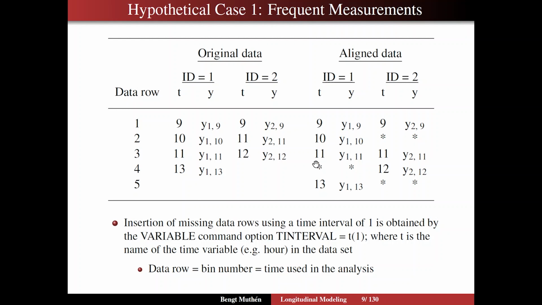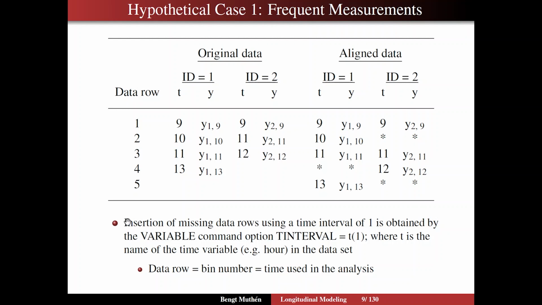Likewise, we insert missing data, these asterisks, for hour 12 for the first person, because we only observed time 11 and 13. And for the second person, we include missing data for hour 13. So quite straightforward. The first person gets 1 missing data row and the second person gets 2 missing data rows.